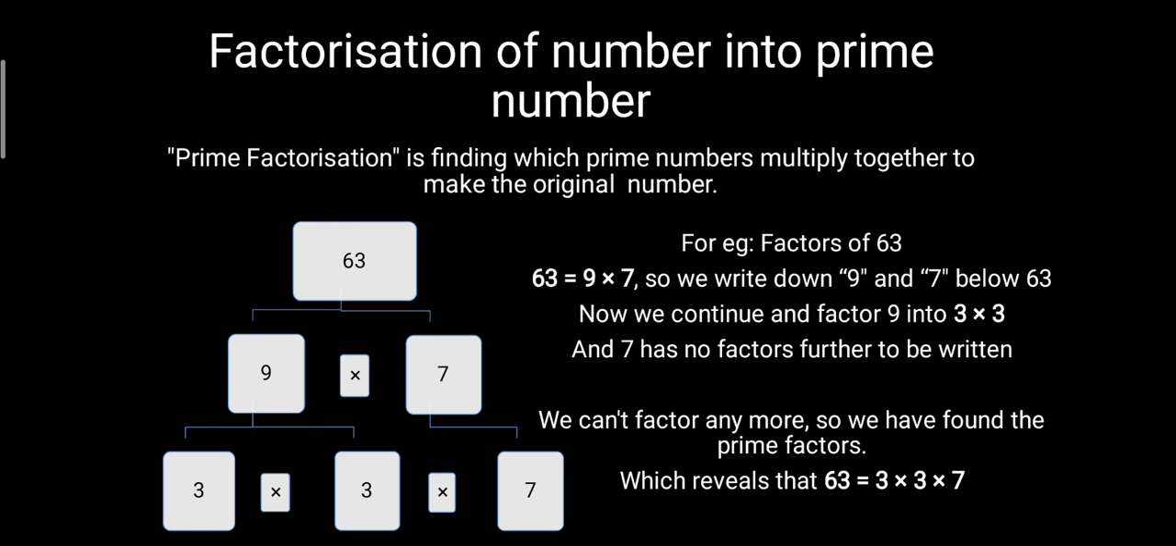We will get the factors as 3 into 3 into 7. 3 and 7 both are prime numbers. So while doing prime factorization, we should get the factors as prime numbers.